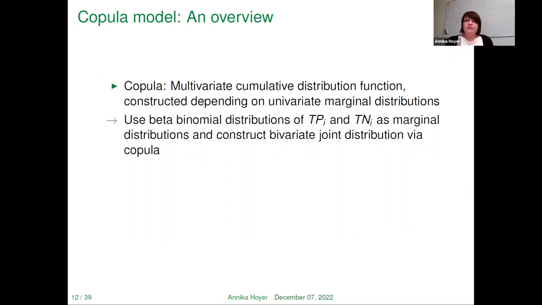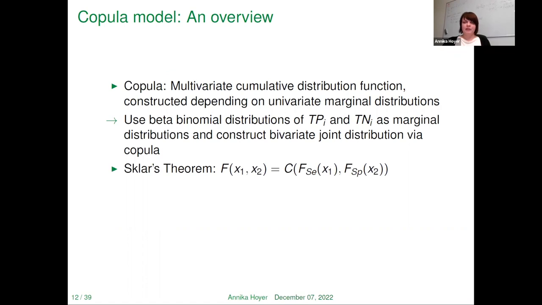So our idea was to use our beta binomial distributions of the true positives and true negatives as marginal distributions and construct our bivariate joint distribution via a copula. The main theorem that is applied is so-called Sklar's theorem, and this states that we can construct our joint distribution based on our copula C and based on our beta binomial marginal distributions. These functions are known because we know how a beta binomial distribution looks. And the copula C is also given, it can be chosen from a bunch of possibilities.